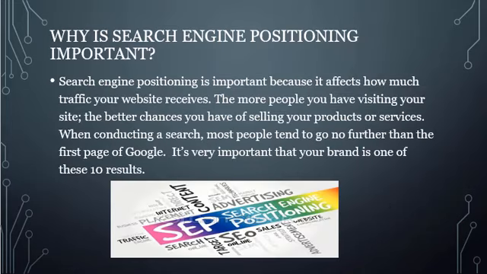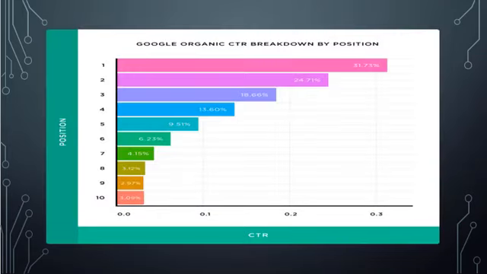So now, why is search engine positioning important? Search engine positioning is important because it affects how much traffic your website receives. The more people you have visiting your site, the better chances you have of selling your products or services. When conducting a search, most people tend to go no further than the first page of Google. It's very important that your brand is one of these 10 results that present on the first page of Google or any other search engine. So this is Google's click-through rate.